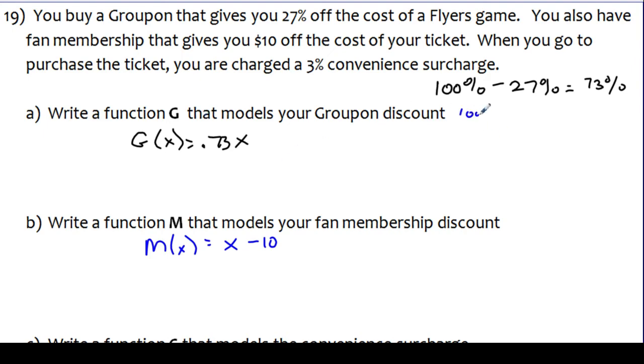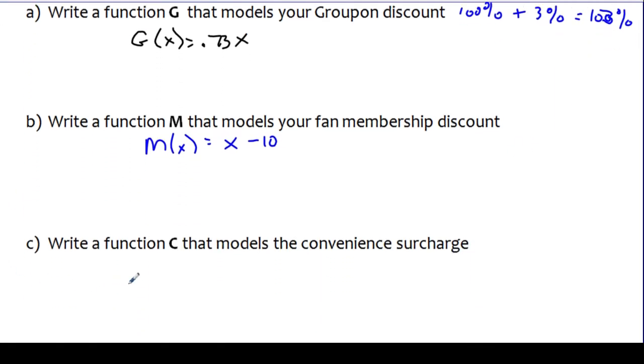If I started off with 100%, I'm going to add 3% onto the cost. The 3% represents how much I'm paying for the surcharge. That gets added to the cost of the ticket, which means my ticket's actually going to cost 103%. If I write 103% as a decimal, that is 1.03. So c of x is going to be 1.03 times the cost of the ticket, which we're using x to represent. So these are the three expressions that represent each discount individually.